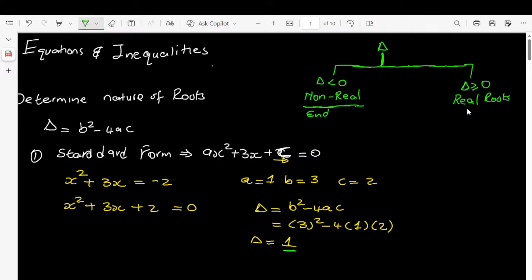Now, if the discriminant is greater than or equal to 0, it's either equal to 0, or greater than 0. If it's equal to 0, we're going to have what? Are we going to have equal roots or unequal roots? We're going to have equal roots. Are you all with me on that?